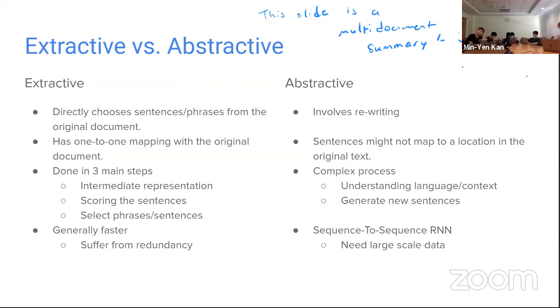Whereas the abstractive one involves rewriting. The sentences might not map to a location in the original text, and the process is complex. So you need to both understand the language and the context, and then you also need generation of new sentences upon your understanding. And since it's a sequence-to-sequence process, it needs large-scale data. So hopefully you see the differences between these two systems.